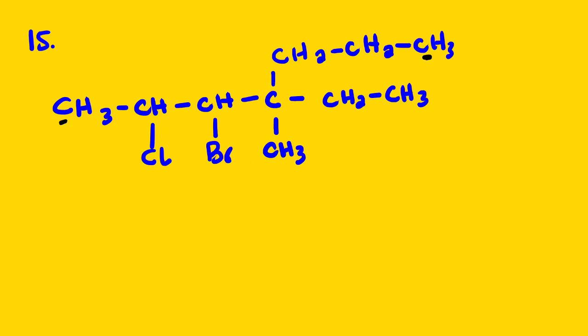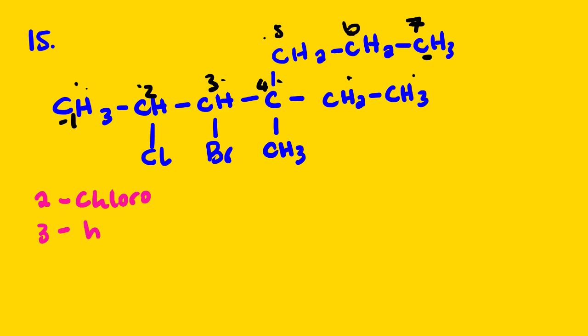So let us check the longest chain. 1, 2, 3, 4, 5, 6. Okay, 1, 2, 3, 4, 5, 6, 7. So you can see definitely sure this will be the longest chain. So we have carbon 1, 2, 3, 4, 5, 6, 7. Let us identify our substituents then. Carbon number 2, we have chlorine. So it will be 2-chloro. Carbon number 3, we have bromine. It will be 3-bromo.